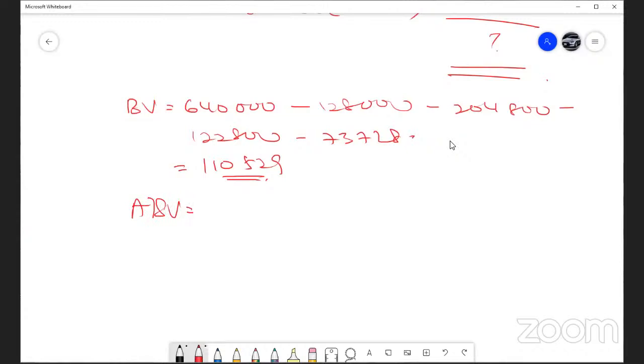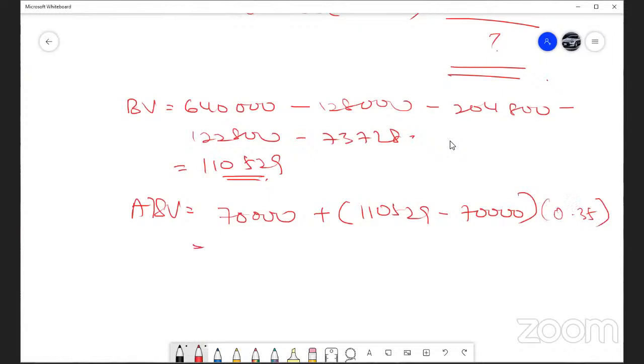Getting this book value, moving on, after-tax salvage value, ATSV. The question tells you that you can sell at the end at $70,000, plus book value minus salvage value, multiplied by your tax rate. So your ATSV is 84,207.2.